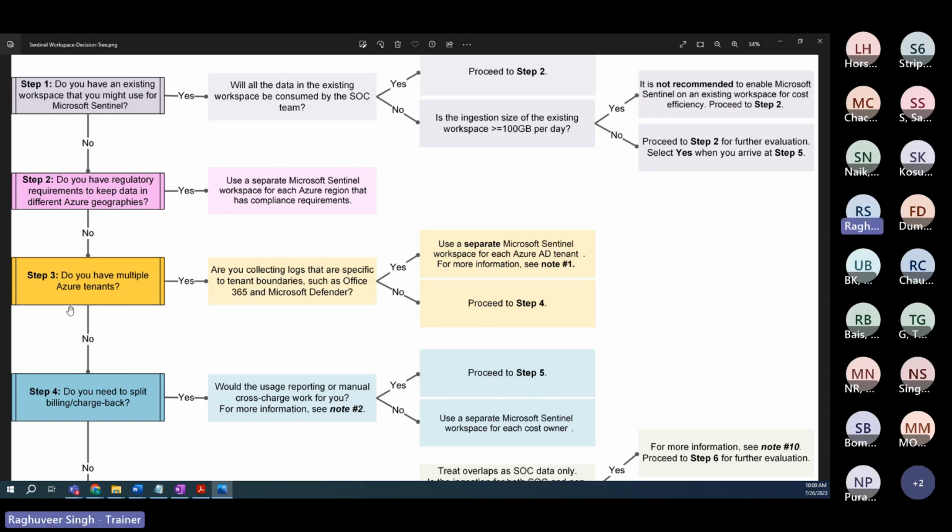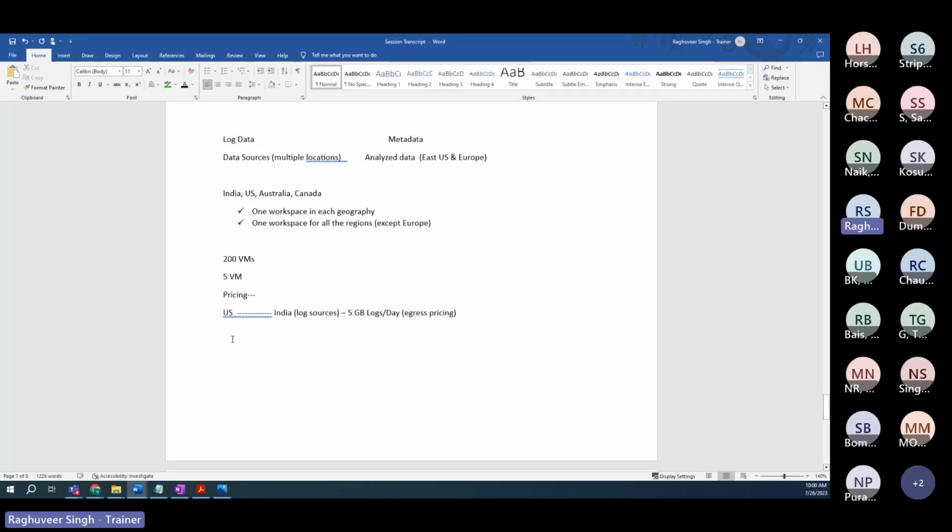Then comes the third, which is how complex your environment is. Now, so far we were just focusing on a single tenant and single or multiple subscription architecture. So the customer has a single Azure AD tenant, and single or multiple subscriptions in that tenant architecture.